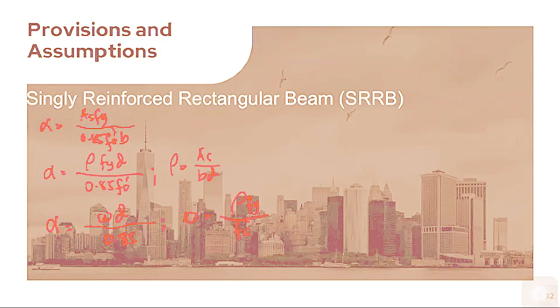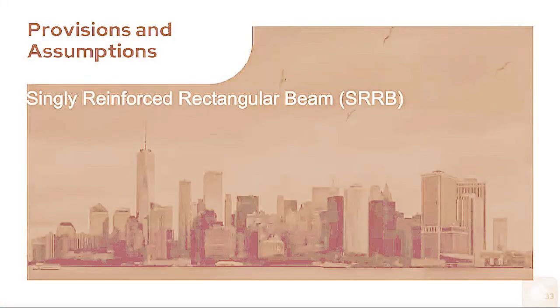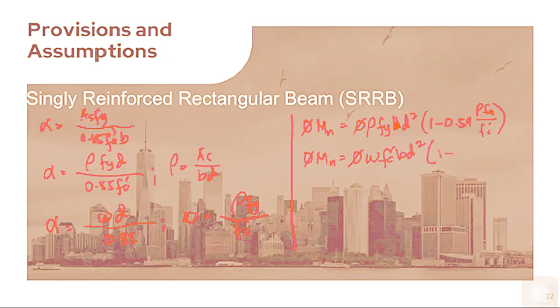So your general formula now, para madaling matandaan, is phi Mn. Kasi kailangan yung tandaan talaga. So phi rho Fy BD, this is BD squared, 1 minus 0.59 rho Fy over Fc prime. Or that is equals to phi Mn, rho omega Fc prime BD squared, 1 minus 0.59 omega. Where omega is equals to ito. Yan.